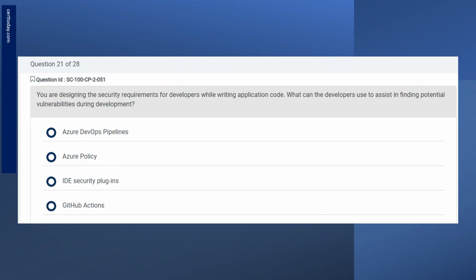Question 21. You are designing the security requirements for developers while writing application code. What can the developer use to assist in finding potential vulnerabilities during development? A. Azure DevOps pipelines. B. Azure Policy. C. IDE security plugins. Or D. GitHub Actions.